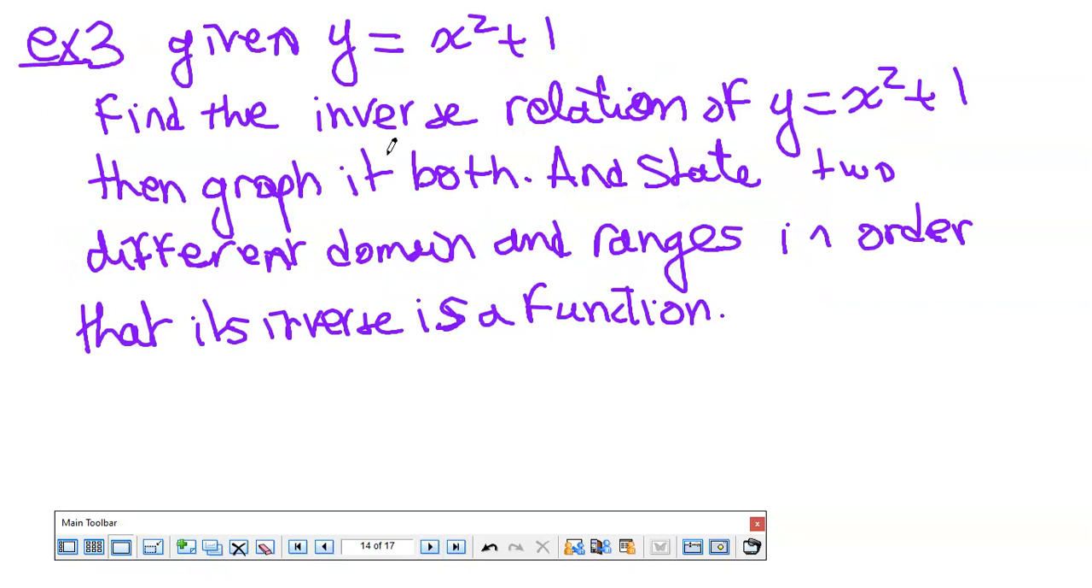So I need to find the inverse relation of y equals x squared plus 1. Why do they say here inverse relation? We'll see why they said relation. Then graph both and state two different domains and ranges in order that its inverse is a function. So it means that there is something wrong here with the inverse. So I have two domains and two ranges. Let's see what I mean by that.